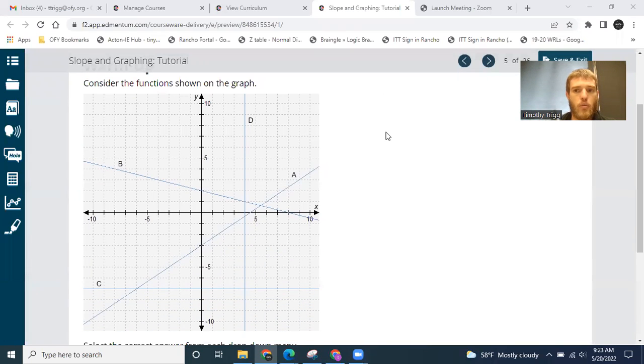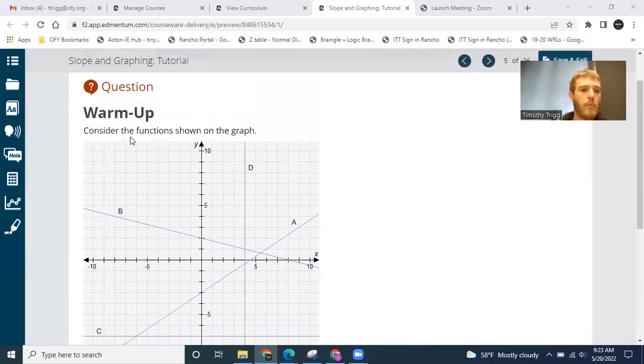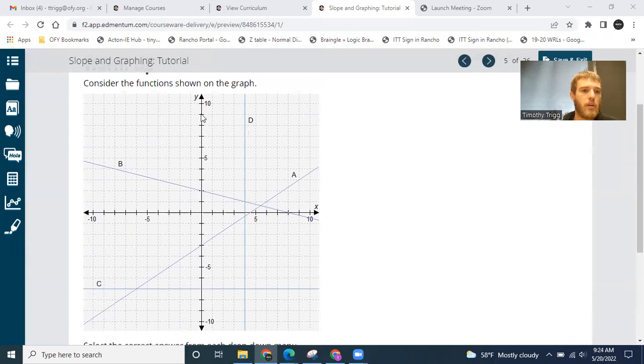This is Unit 3 for Algebra 1, and I think Unit 3 for Integrated Math 1 as well. Now, what we would do here, let's go ahead and go to page 5 of the tutorial, and we'll start on this warm up here.